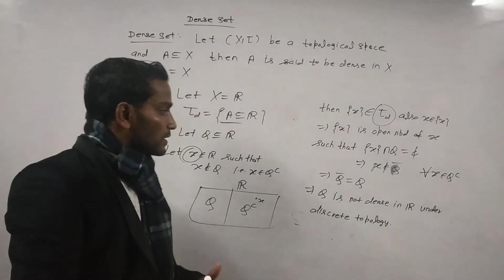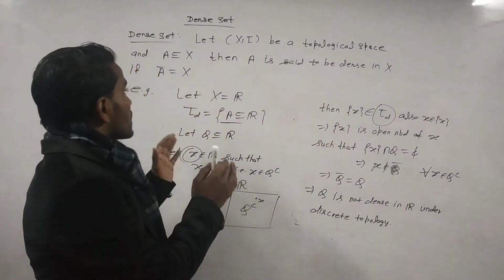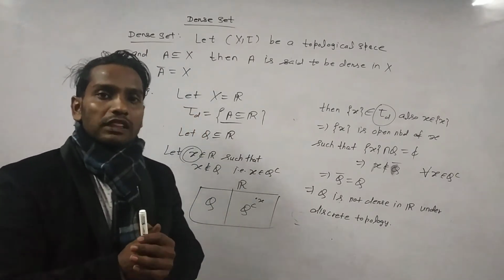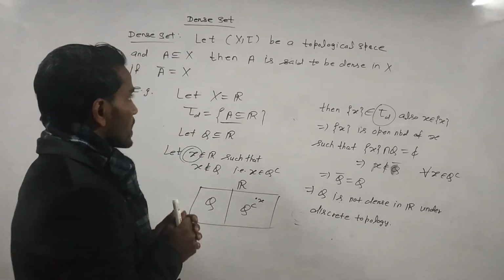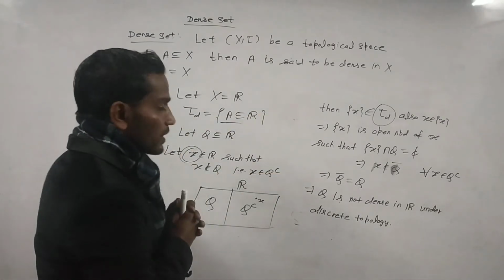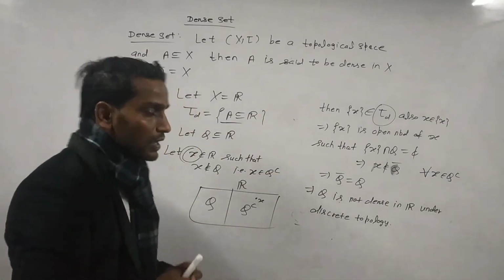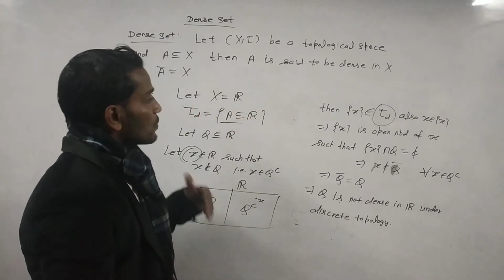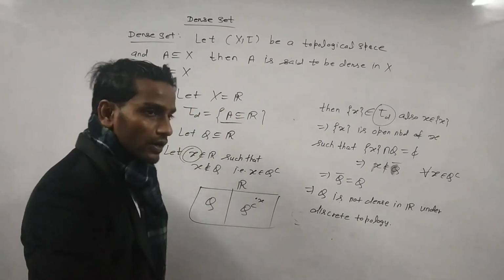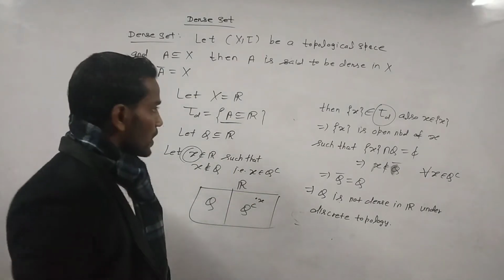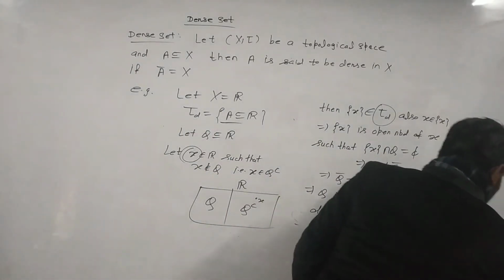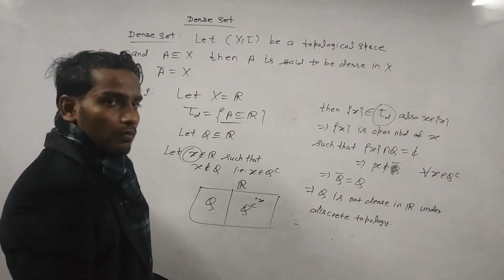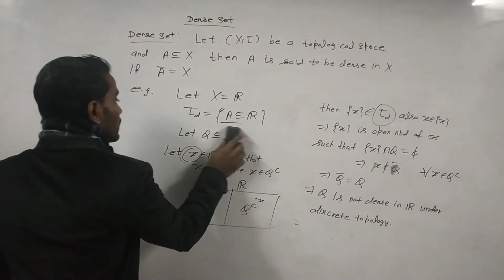Got it? This is the small discussion about dense sets. In a topological space, we can discuss dense sets like this. You can take different types of topology like discrete topology, indiscrete topology, cofinite topology, co-countable topology, and so many others. If we discuss the case of indiscrete topology, let's see what will happen.